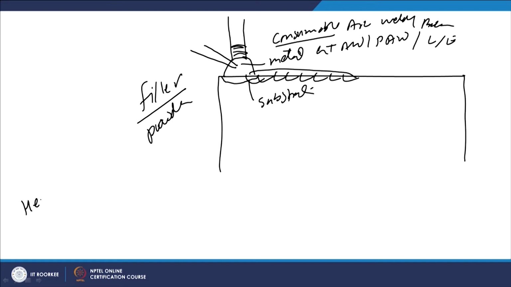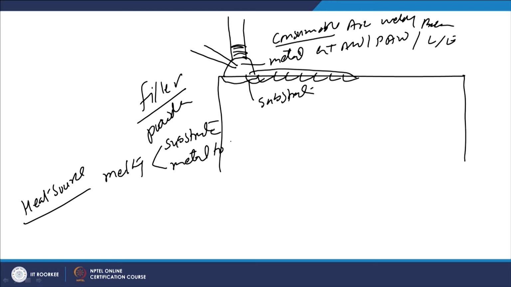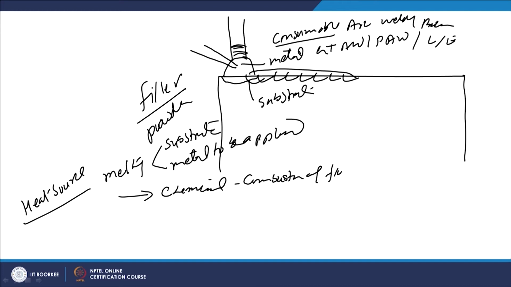Now this heat source is very important for melting of both the substrate as well as the material to be applied onto the substrate. So the heat can come from various sources, like it can come in the form of chemical energy through the combustion of a fuel gas and oxygen mixture. So the fuel gas like propane or acetylene will be mixed with oxygen, and it will be burned to produce heat through an exothermic reaction. So that will be providing the heat.